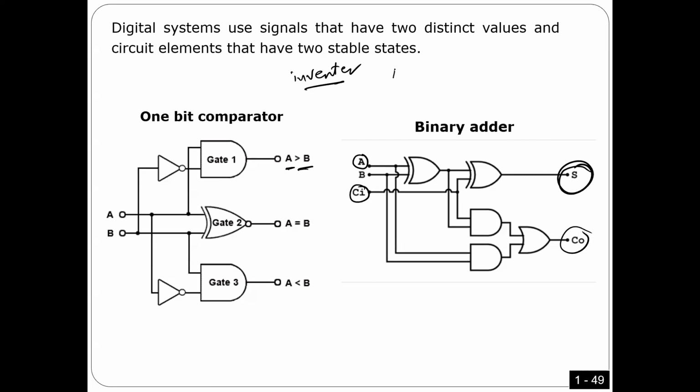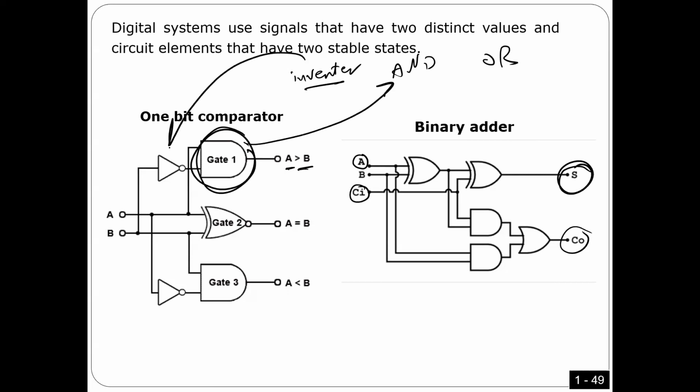Okay, and we have AND and we have OR. So this is a symbol, as I'm going to explain, for AND. This is a symbol for inverter. This is a symbol for OR. Okay, what about this symbol?